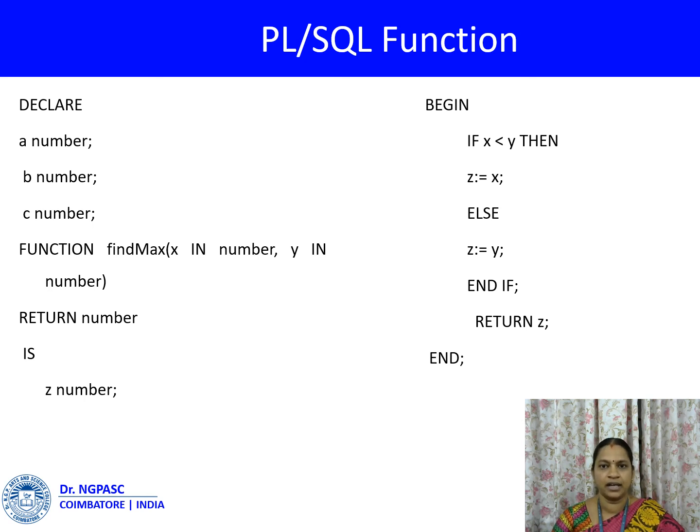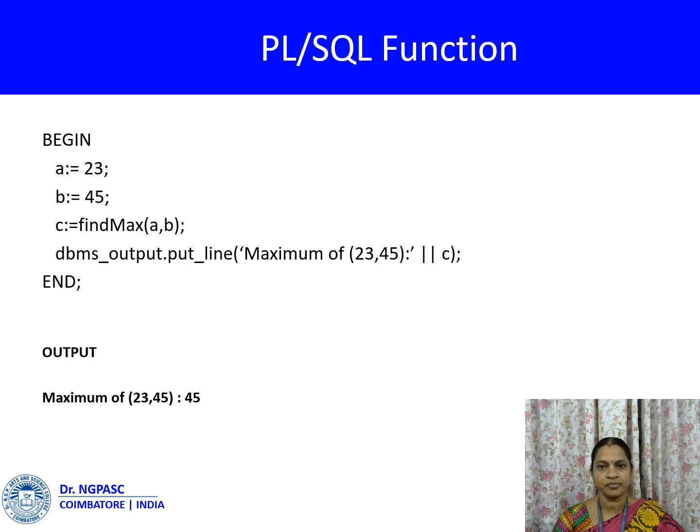Dynamically we can declare the variables, with no need to give the size. Within the BEGIN and END block, we compare the x and y values to find the maximum. If x is less than y, then z := x, else z := y. And END IF, then RETURN z, and the result value will be returned to the calling function. As usual, BEGIN and END, we give the values and call the function. The find_max function is called, the result is returned and stored in the variable C. By using the DBMS_OUTPUT.PUT_LINE statement, we display that result on the screen. After executing this block, we get maximum of 23, 45 is 45.